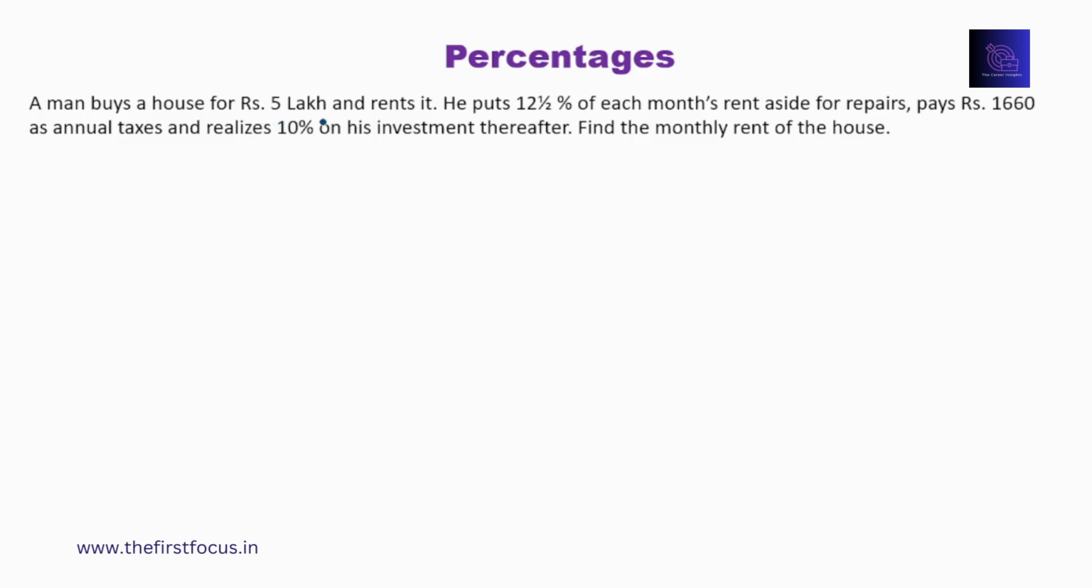His investment is 5 lakh. So what is 10% of 5 lakh? That is 50,000. They asked to find the monthly rent. Here everything is given on an annual basis. So first we have to find the annual rent, and then we can get the monthly rent from the annual rent. Let the annual rent be X. What is given? Annual rent minus the expenses.